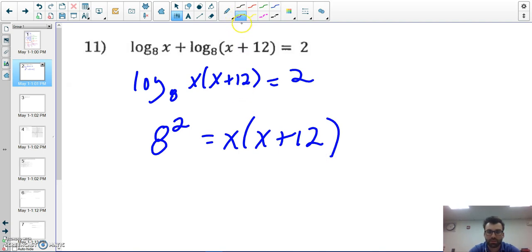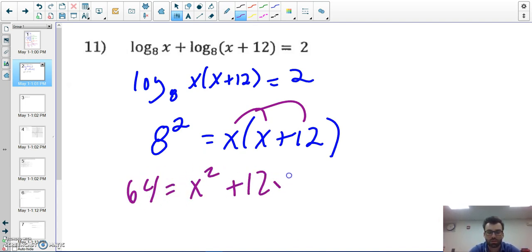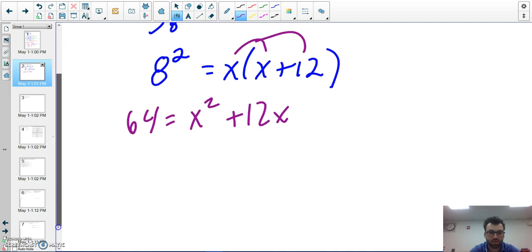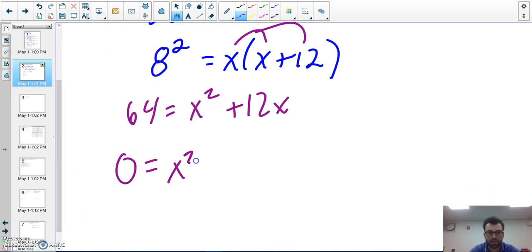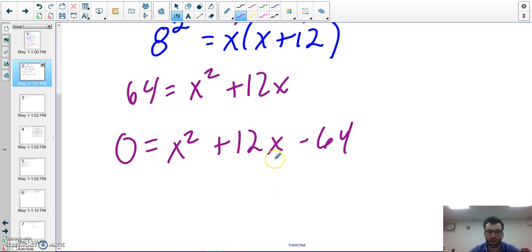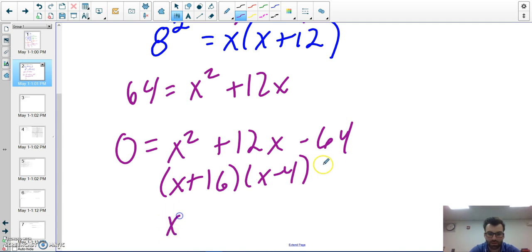Now from here on out, it's algebra. Distribute my x. 8 squared is 64. Subtract the 64, move the 64 to the other side. Now I want to find the factors of negative 64 that'll add to give me 12. So I have x plus 16 and x minus 4. So x equals negative 16 and x equals 4.